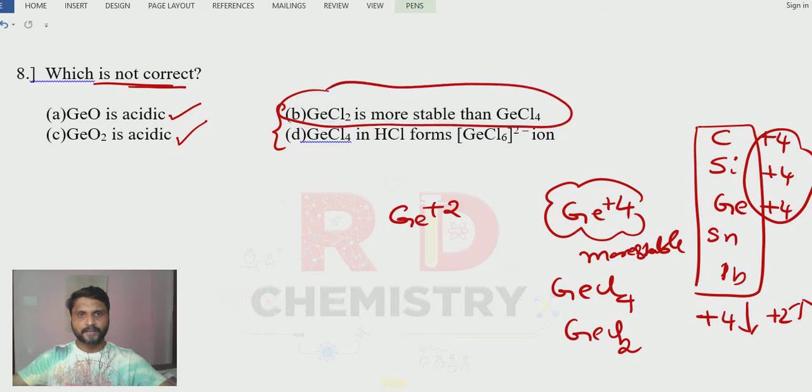Whereas the fourth one is the correct statement, because germanium has got a d orbital which can receive two chloride ions to form GeCl6 2 minus. Okay, so the answer is B here.